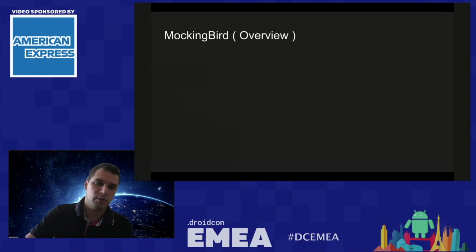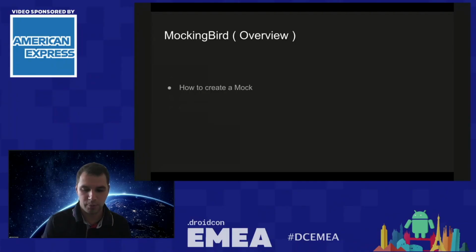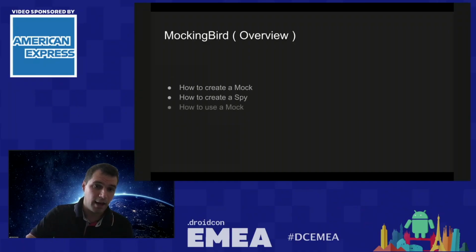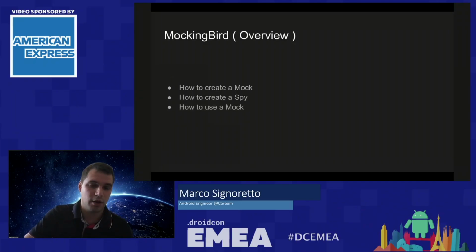So what we will see today about Mockingbird. Today we will not go deeper into the library itself, but we will see the basics that we will then use in our unit tests and integration tests to be able to write them in the common folder. First of all, we will see how to create a mock. Then we will see how to create a spy. And in the end, we will see an example of how to use those components.